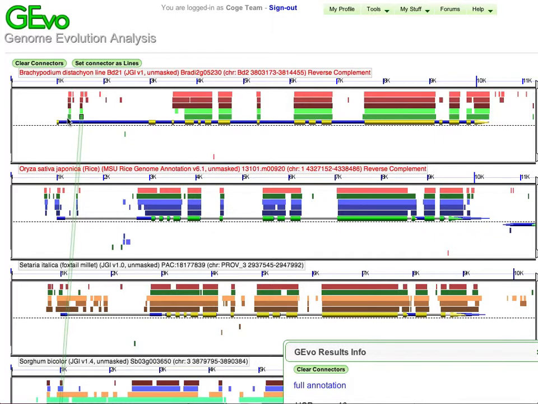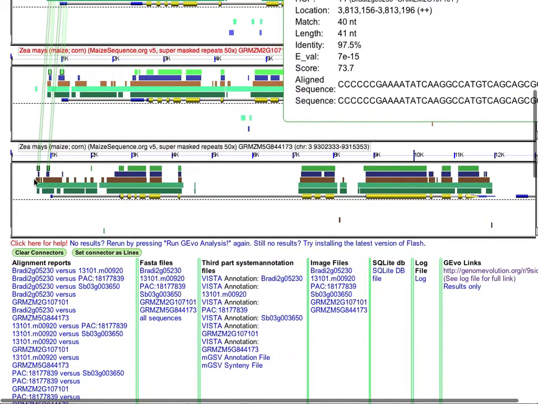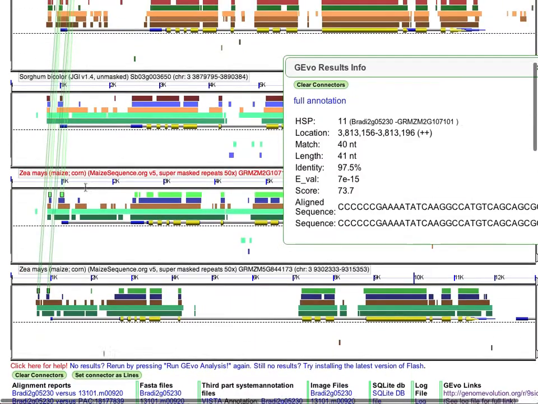We can see that some of these have been conserved since the divergence of the Brachypodium and rice lineage from that of maize, and that these would be good targets if we were interested in cis-acting elements affecting the regulation of this particular gene.